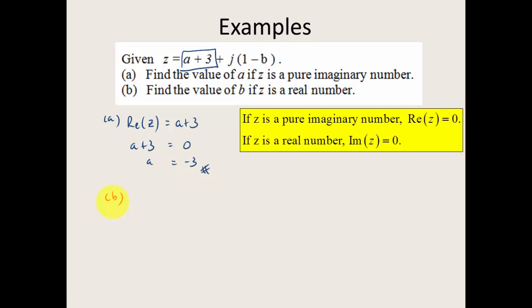Let's try part B. Find the value of b if z is a real number. Recall from just now also that if z is a real number, its imaginary part must be 0. So what is the imaginary part of z? The imaginary part of z must be 1 minus b, because it is the part that is attached with a j. So that's 1 minus b. And since z is a real number, imaginary part must be 0. So 1 minus b must be 0, and b hence must be 1.